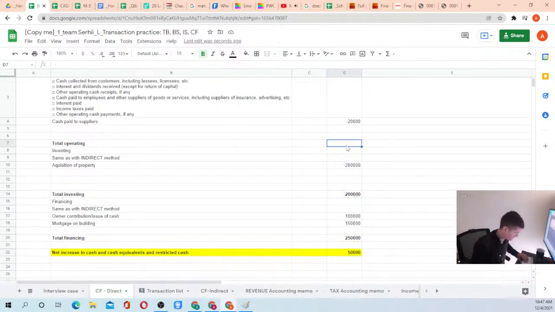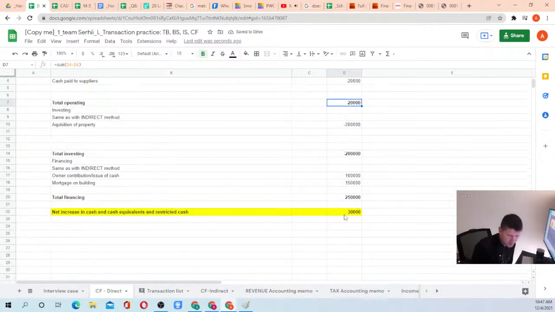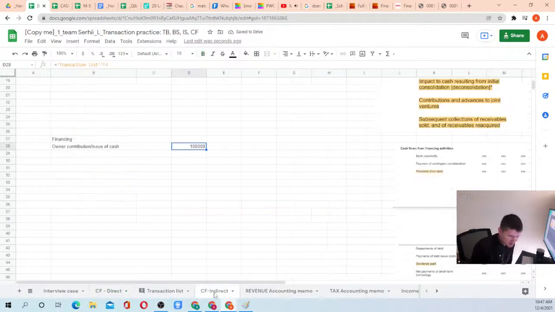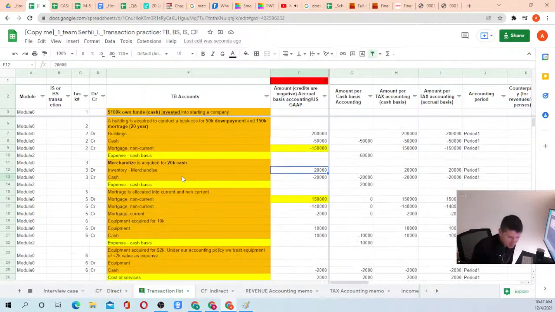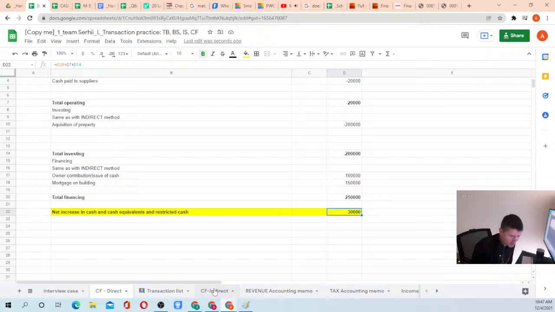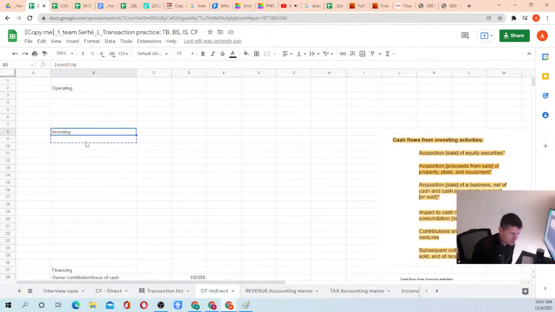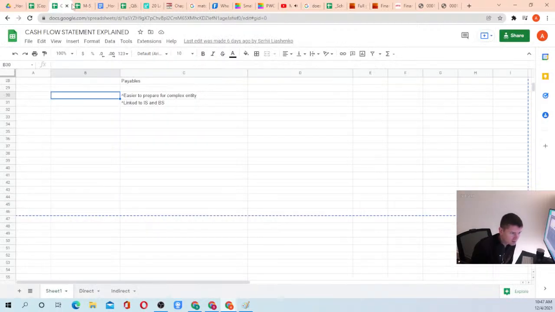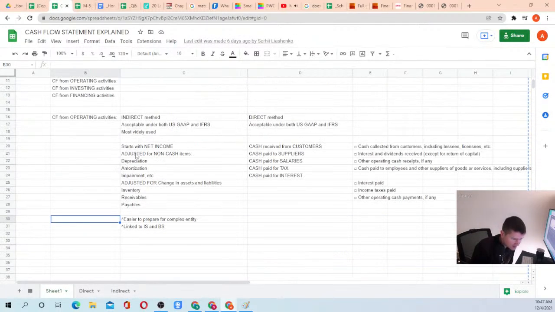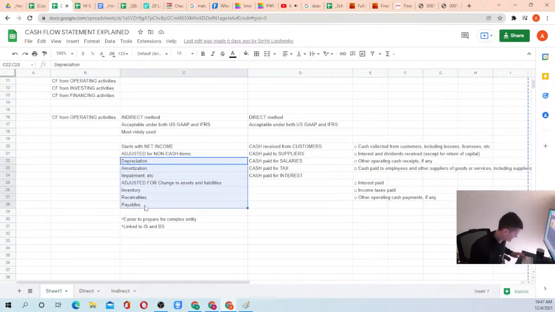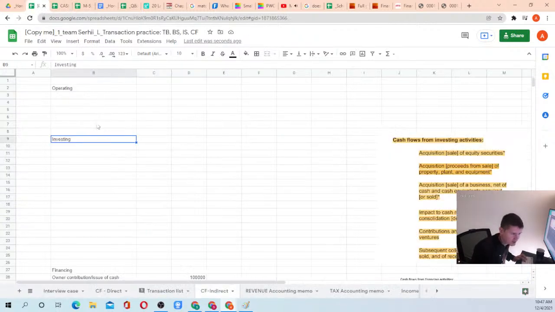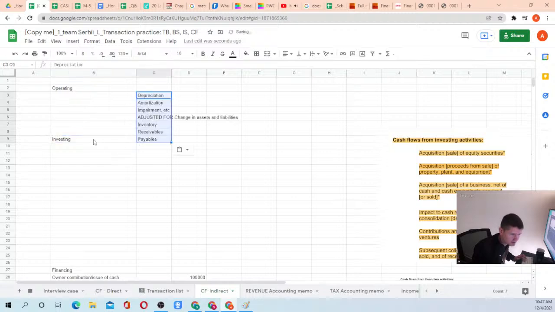And we need to make a total here. And we got only 30,000 cash left. Let's now go to the indirect method. So for the indirect method, let's see if I have something here. Adjustments. Okay, depreciation, amortization, impairment. I will just copy some basic adjustments here.